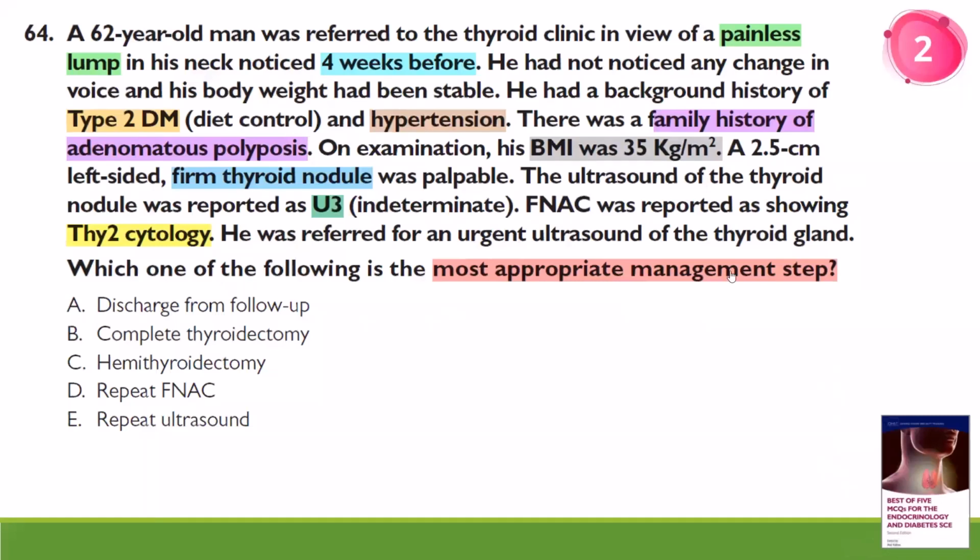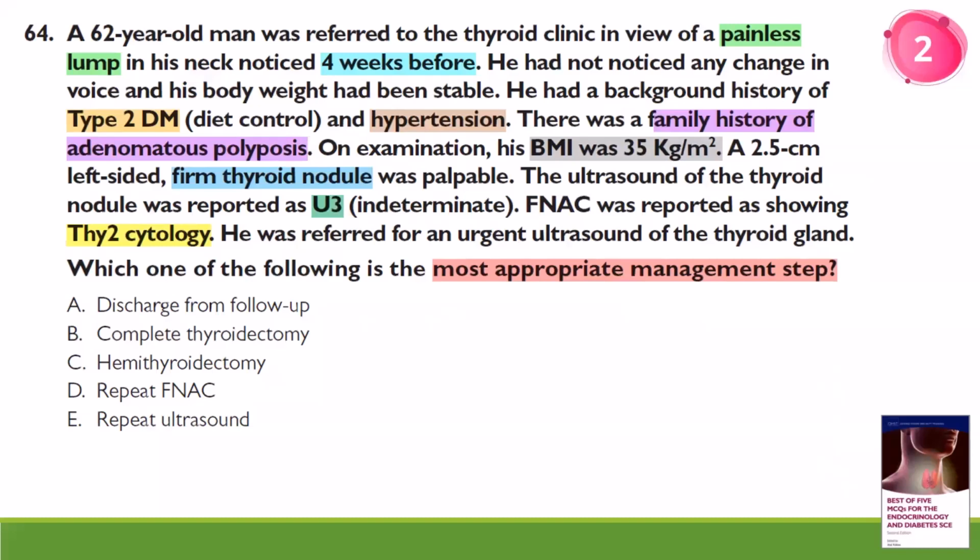Repeat fine needle aspiration. Why repeat? Why not discharge from follow-up, as Cy2 is non-neoplastic? Because of risk factors. Yes, Dr. Mahawish, the patient is high risk. Why is this patient high risk? What is the risk factor? Adenomatous polyposis, family history. Yes. Old age. Age. Family history.